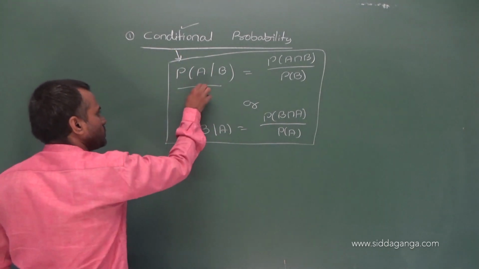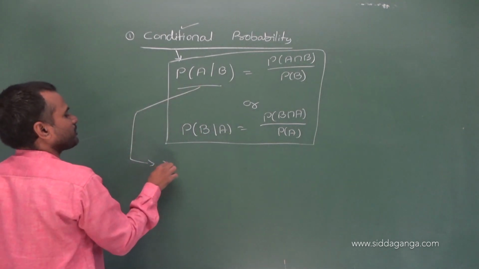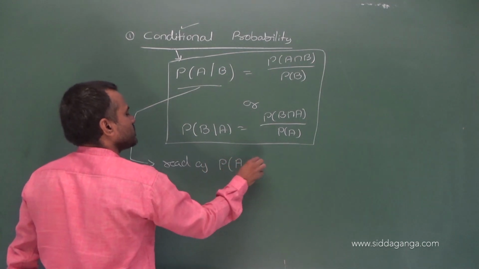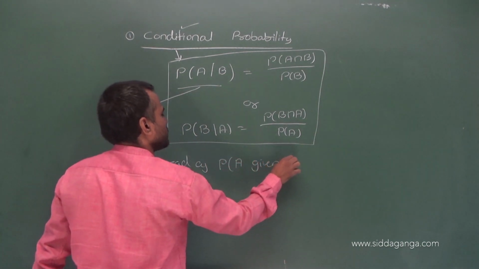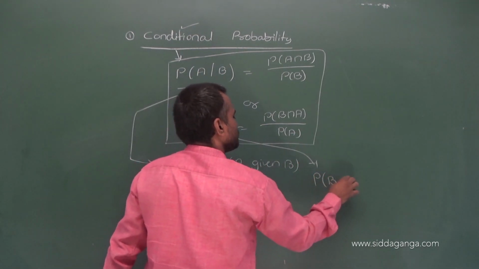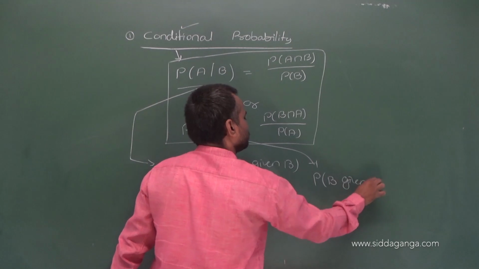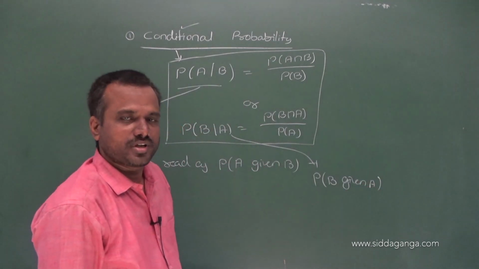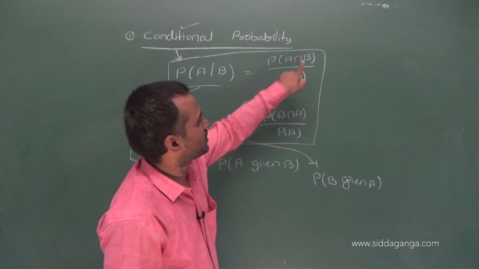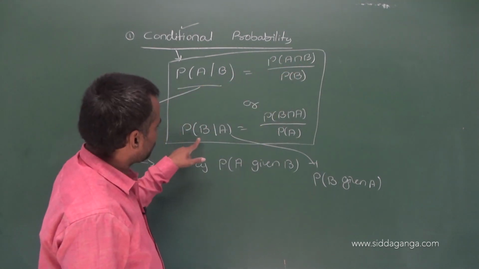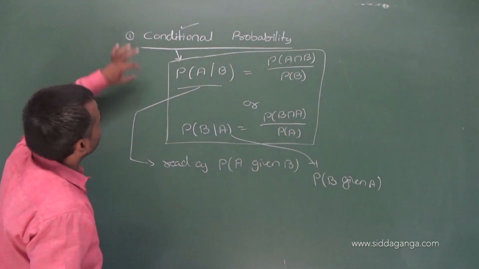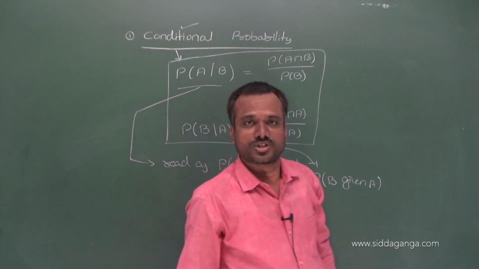So these two we read as P of A given B, P of A intersection B divided by P of B, and P of B given A, P of B intersection A divided by P of A. This is the definition of conditional probability.